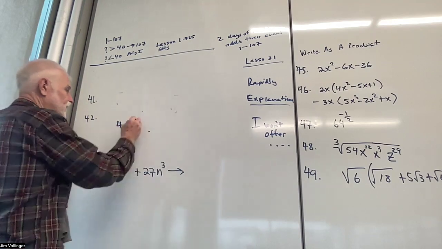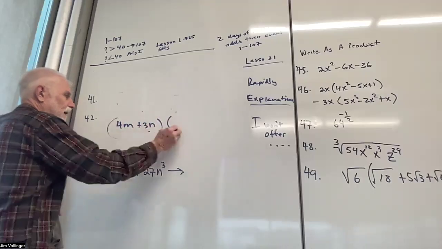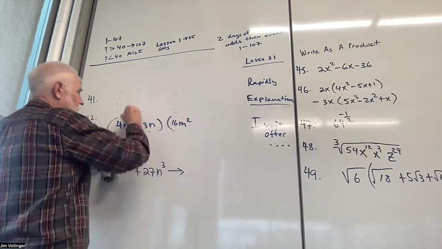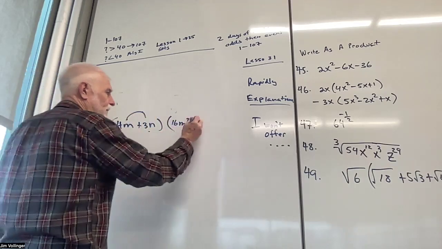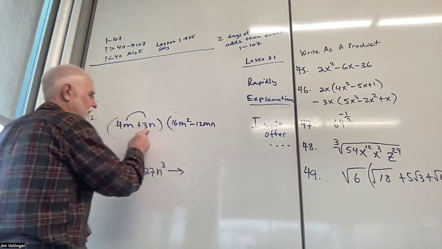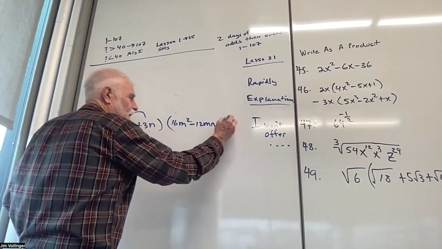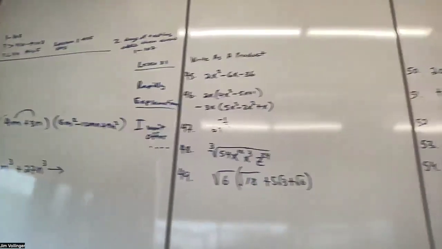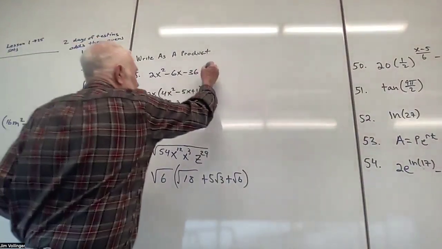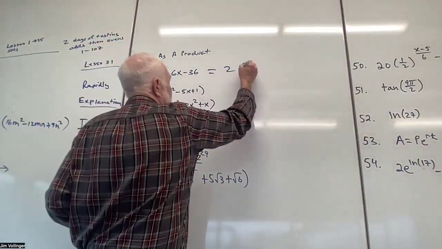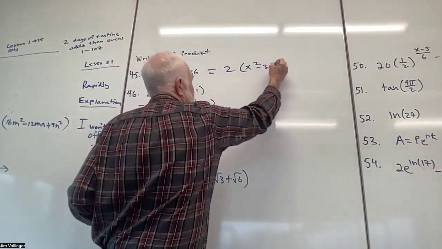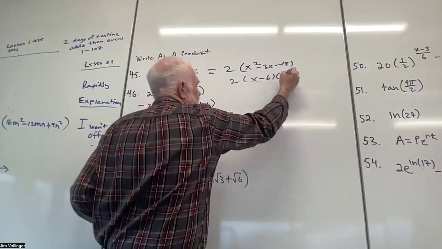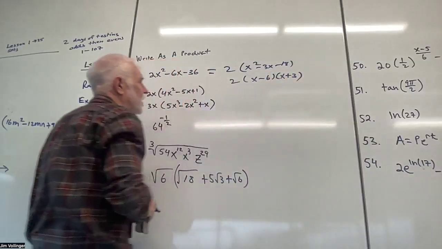4m plus 3n times, square this, 16m squared. Change that product to a negative, minus 12mn, and then square that, 9n squared. Remember, explanations are coming from the earlier lesson sets. Write as a product. First rule of products, take out what's common. 2 times x squared minus 3x minus 18, which is 2 times x minus 6 times x plus 3. Okay, so that one's done.